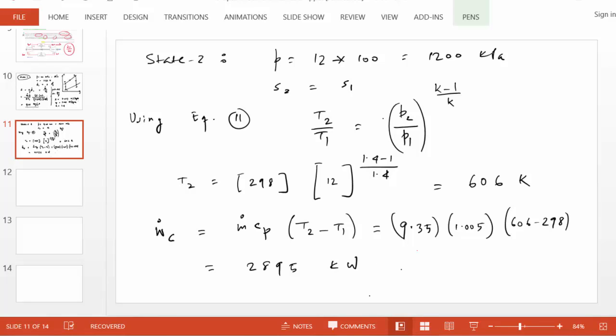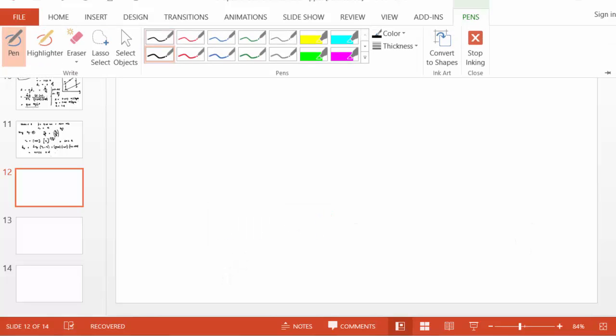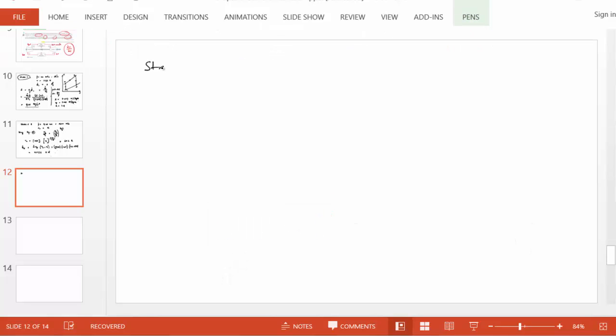Okay. The PowerPoint crashed, so I just restarted. So let's go back to state 3. We already know pressure doesn't change during heat addition.